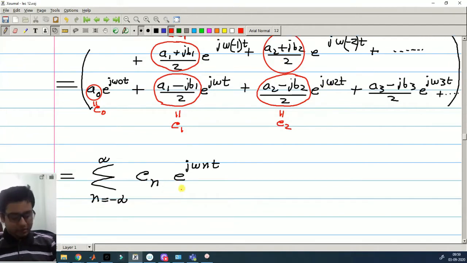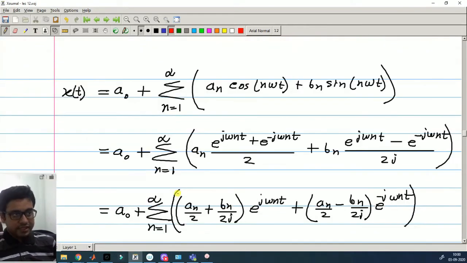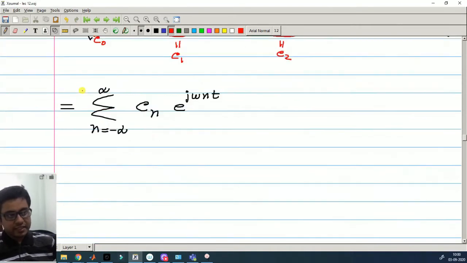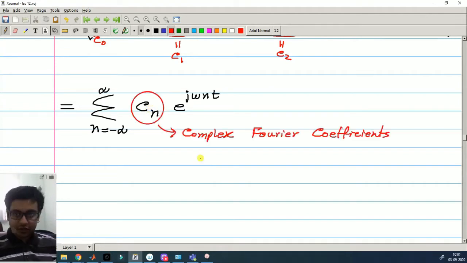So the signal x(t) is written as an infinite sum of complex exponential signals e to the power j omega nt, and these coefficients are called complex Fourier coefficients.